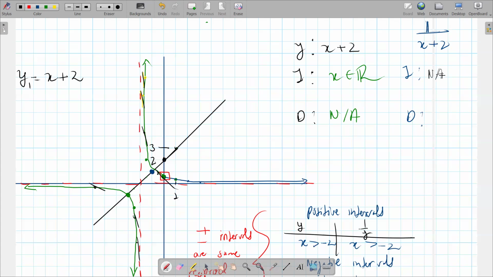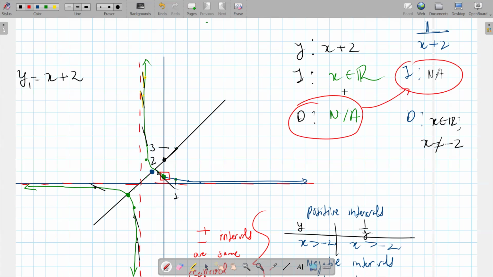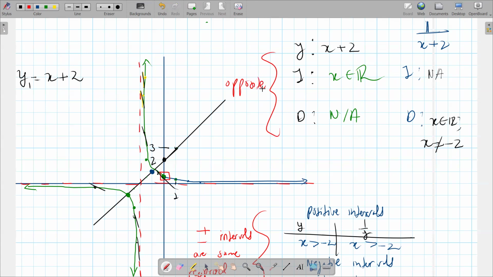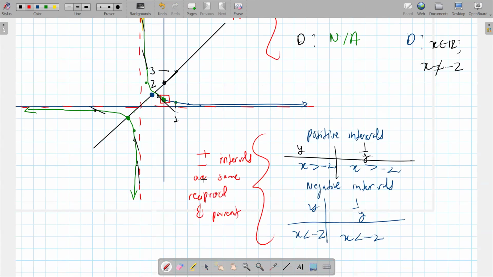What about decreasing? Where is it decreasing? Everywhere except the asymptote, okay? It's decreasing everywhere, and it just can't be the -2 value. So what do we notice about increasing and decreasing intervals for the parent function and the reciprocal function? They're the opposite. Decreasing here becomes increasing here, and increasing here becomes decreasing here, and obviously the restriction if there is any. So increasing and decreasing intervals are the opposite. Positive and negative intervals are the same. Cool?